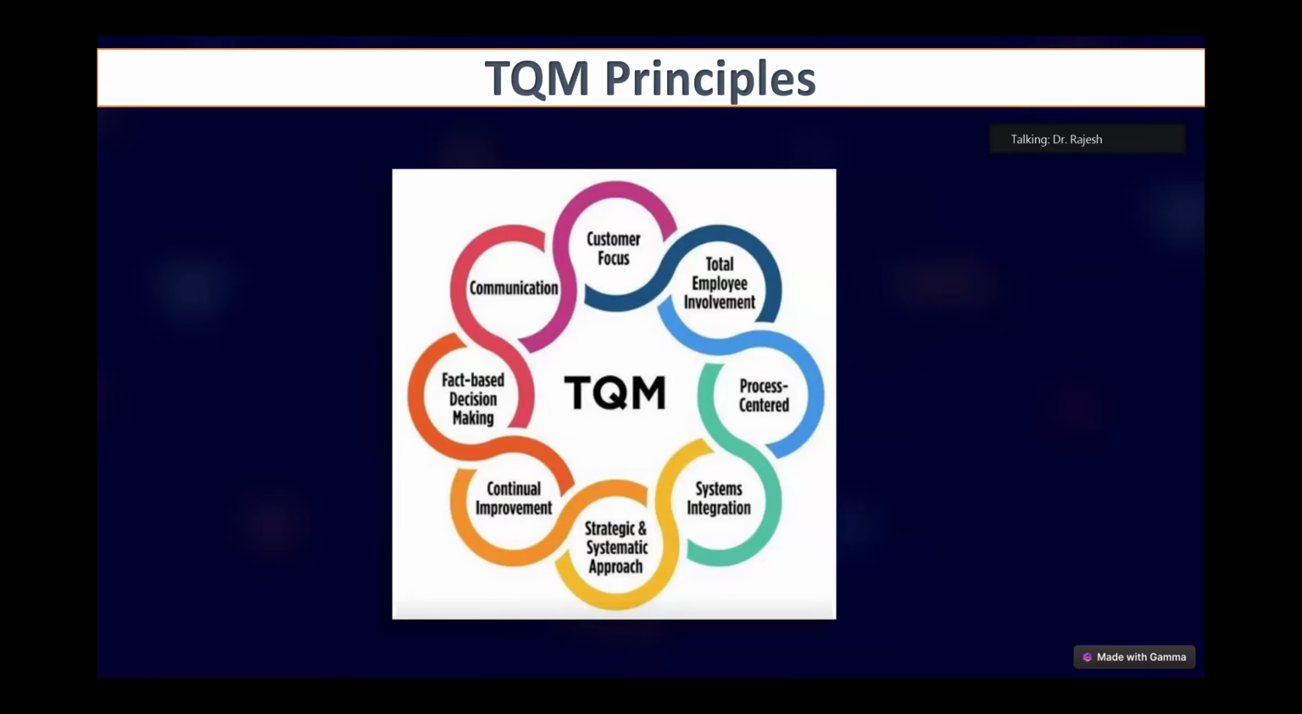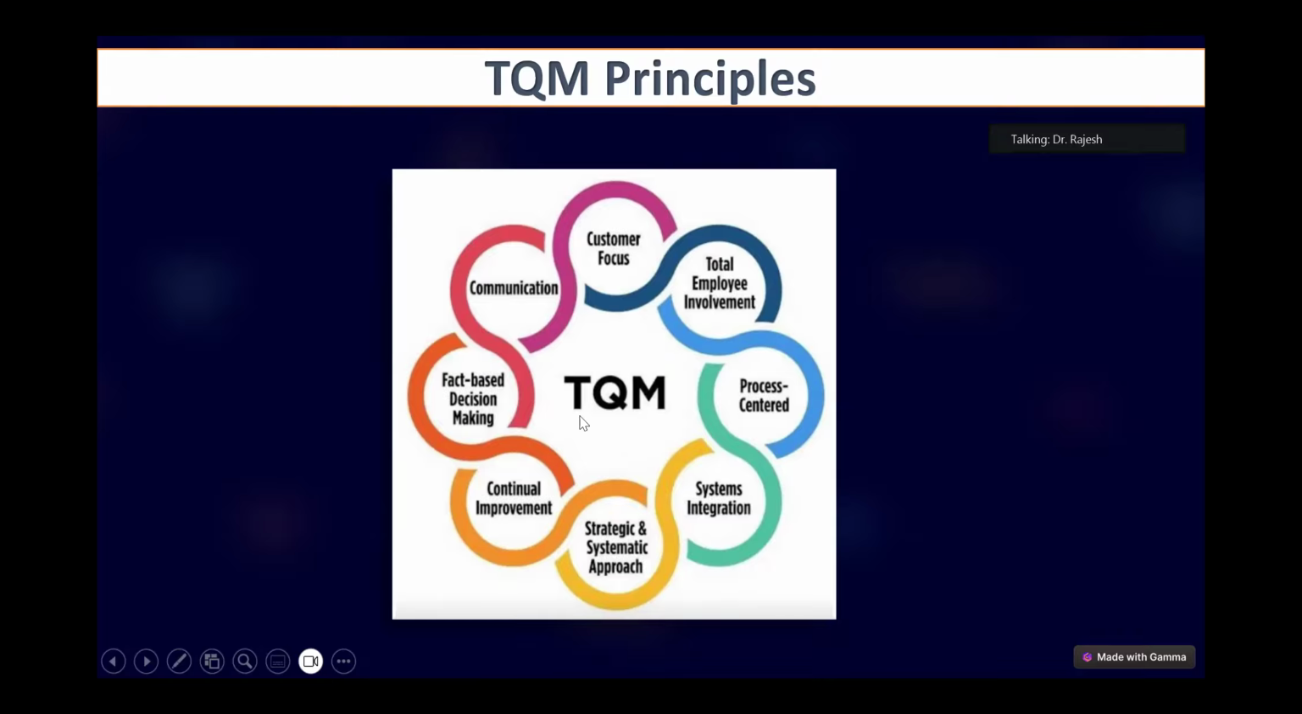See, the first thing: TQM always starts with being process-centered, not people-centered. Second, it should always integrate with the system. Third, a strategic and systematic approach. When I identify the process and the system integration, I come back with my strategy. From the strategy, I go for continuous improvement, fact-based decisions, and communication. And then I see the problem from the customer's eye: is it getting solved or not?